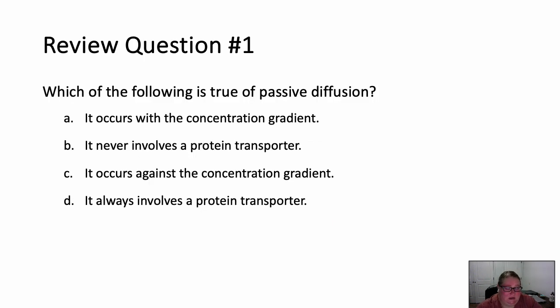Now, before we start into the section for 5.3, let's do a review question. Which of the following is true of passive diffusion? A, it occurs with the concentration gradient. B, it never involves a protein transporter. C, it occurs against the concentration gradient. Or D, it always involves a protein transporter. Okay, so pause the video and find the answer to this question.